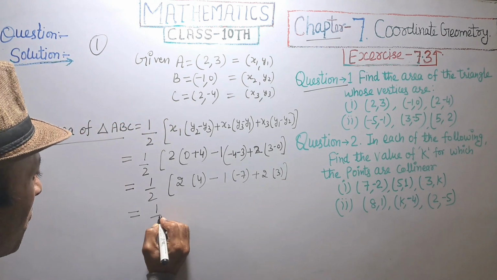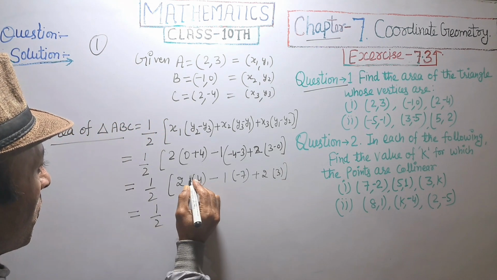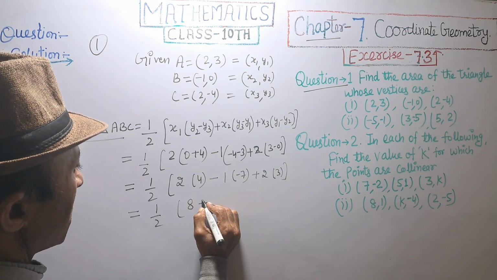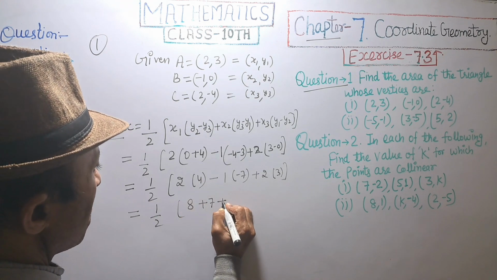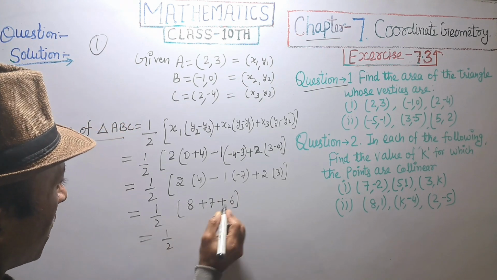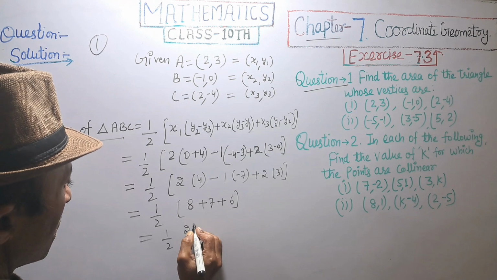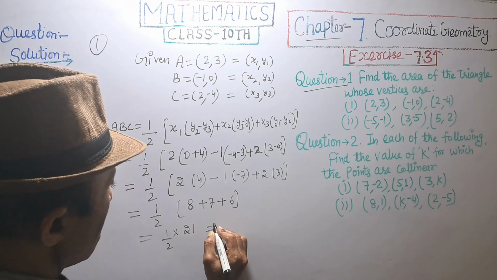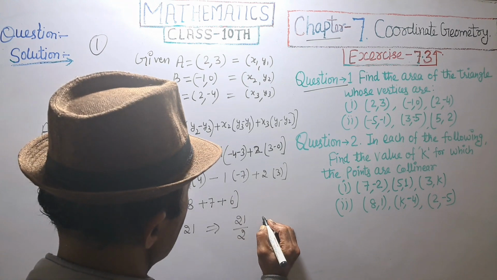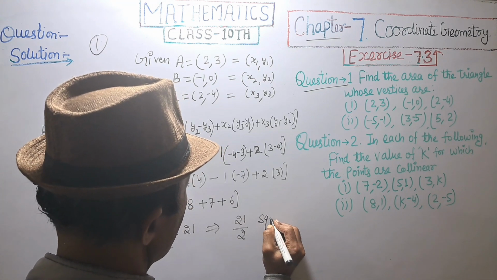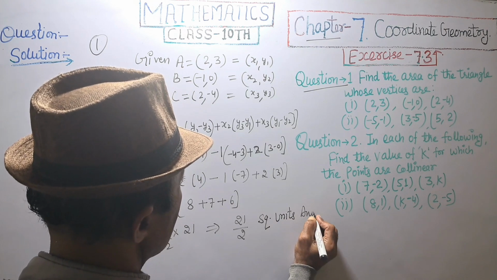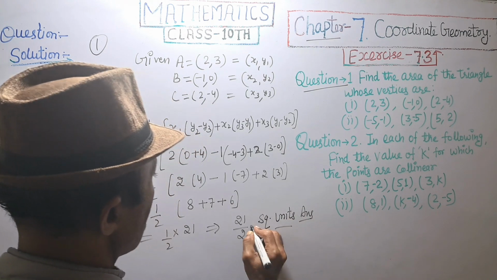That is equal to 1/2 into [4 2s are 8, -7 1s are +7, plus 3 2s are 6], that is equal to 1/2 into 21, which implies 21/2 square units. Answer.